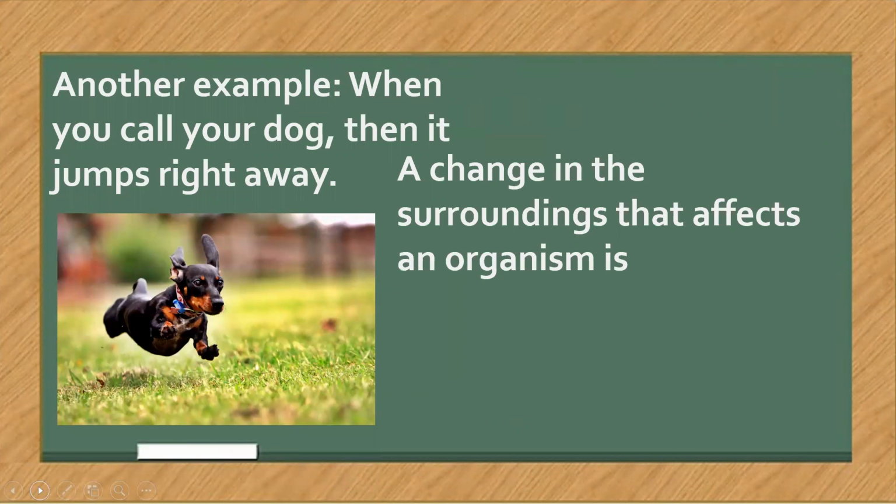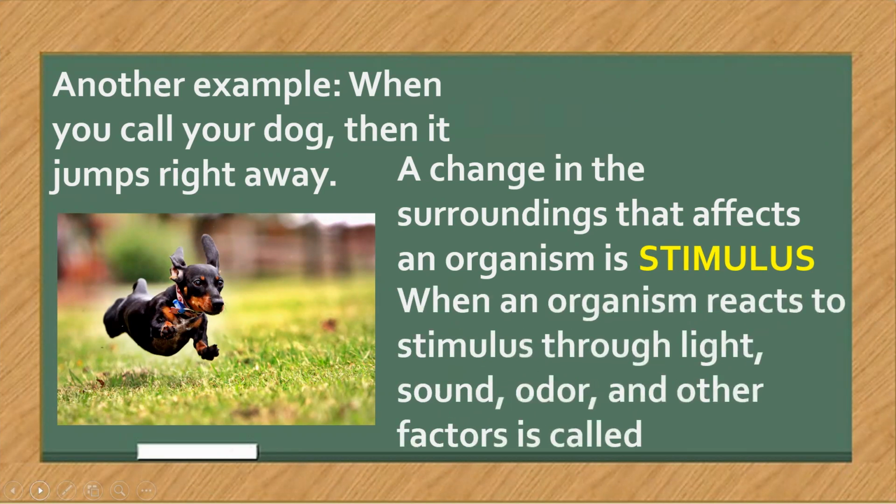A change in the surroundings that affects an organism is a stimulus. When an organism reacts to a stimulus through light, sound, odor, and other factors, it is called response. The dog in the picture is the best example of response. When this dog heard the sound of calling his name, he responded right away by jumping. That is because of the stimulus through sound.